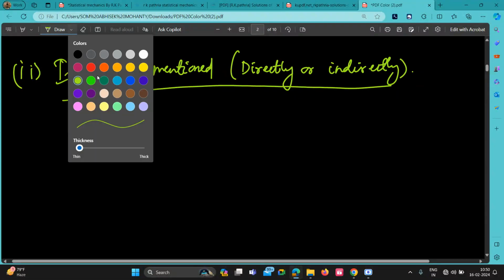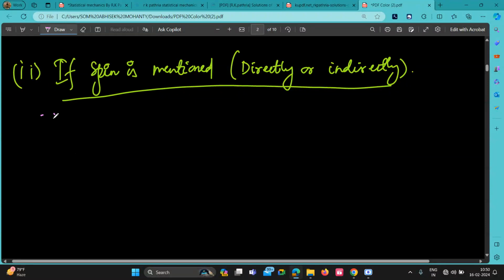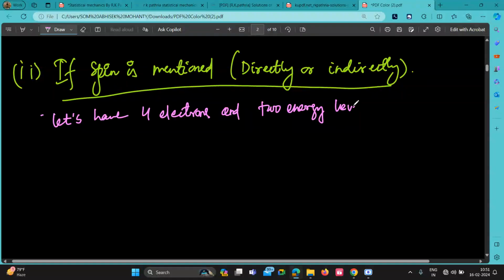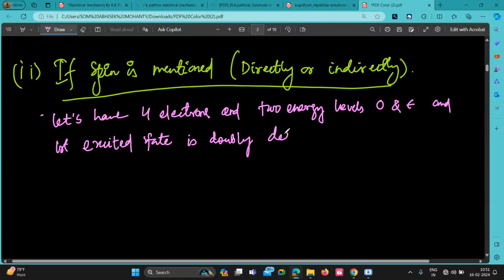How will you solve it? Say, for example, let's have 4 electrons and two energy levels, 0 and epsilon, and the first excited state is doubly degenerate. So we have to find the partition function again.